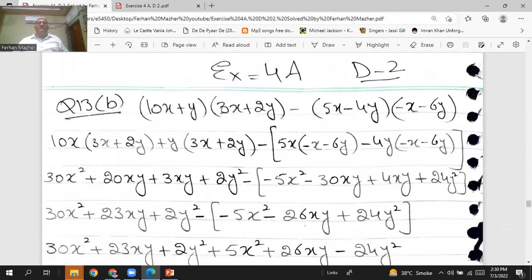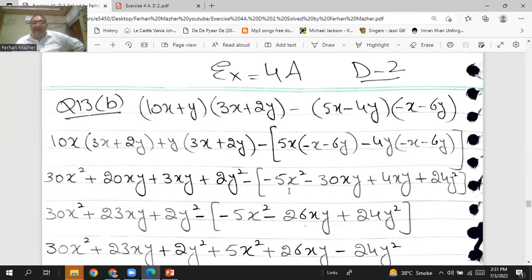So here we go. These two, they will multiply as usual. So you will have 10x(3x + 2y) + y(3x + 2y) − [5x(x − 6y) − 4y(x − 6y)]. So it will give you 30x squared. This multiplication will give you 20xy. This will give you 3xy. This will give you 2y squared, minus, put a square bracket.